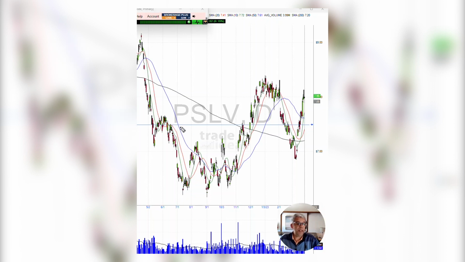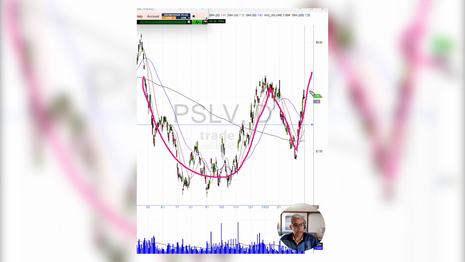This is PSLV. This is a silver fund, Sprott Silver, but the price action is giving us this. This is months, by the way. This is going back to April of last year. So this is almost a long protruded 1 year. There's your cup and there's the handle, right? And there's the fingers. This is a setup that could work.